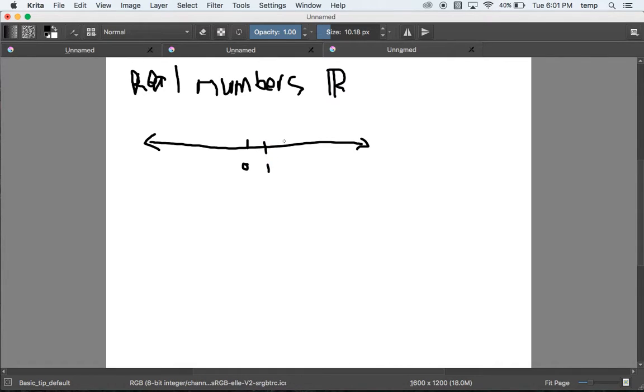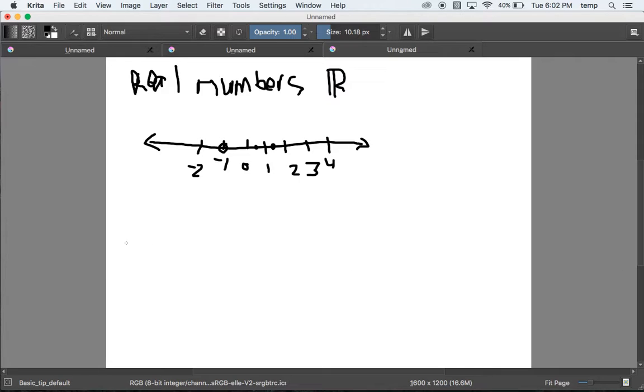So any number that fits in here, any number really that you can think of, is going to be a real number. So even if it's -1, that would be a real number. 0.5 would be a real number. The square root of 2 would be a real number. Anything that is not complex would be an example of a real number, and it's anything that has a one-to-one correspondence with this number line here.